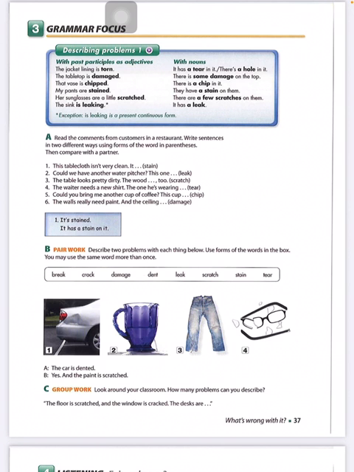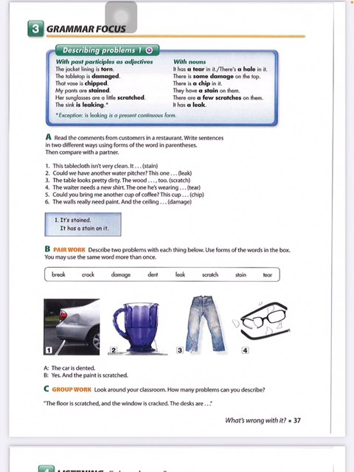Write sentences in 2 different ways using forms of the word in parentheses. Okay, so you can see right here, the first one is an example for you. The tablecloth isn't very clean, and you can use the word given, is stained, so you can say it is stained. All right, or it has a stain on it.